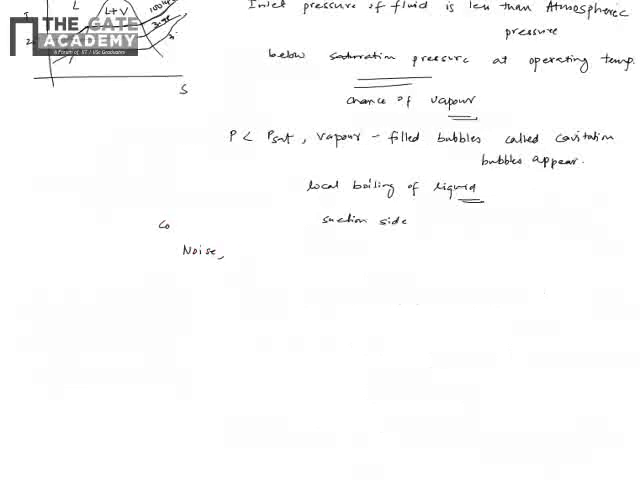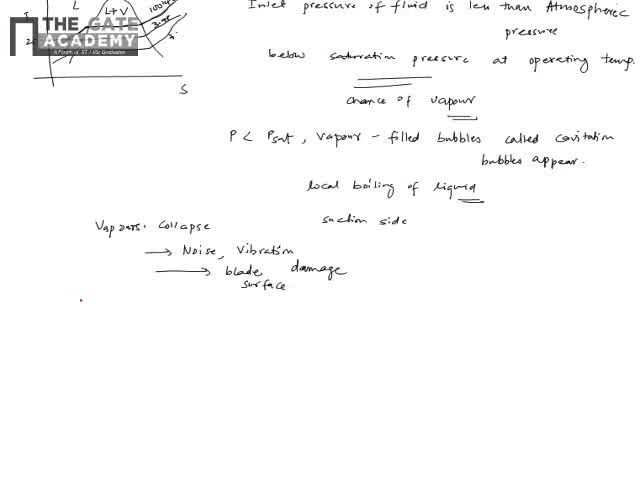The vapors collapse as they move to higher regions. They collapse with noise, and it leads to vibration of the structure, and most importantly, they damage the blade surface. The blade surface is damaged, so over a period of time it just erodes. So the basic objective is to avoid cavitation.